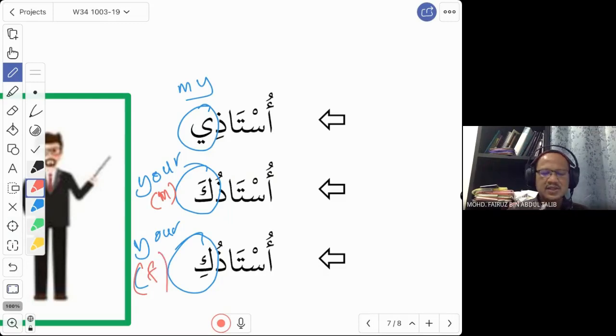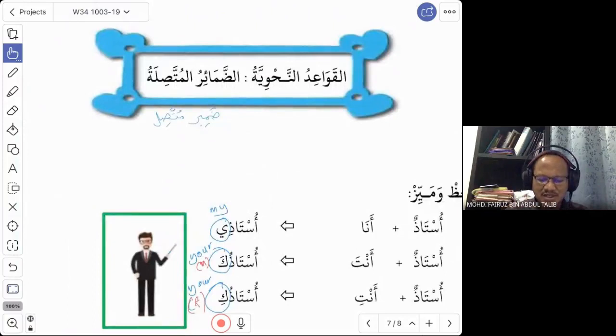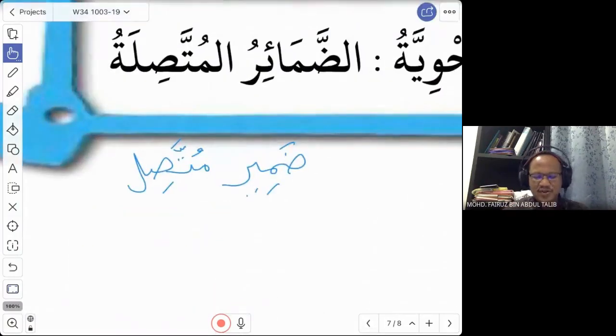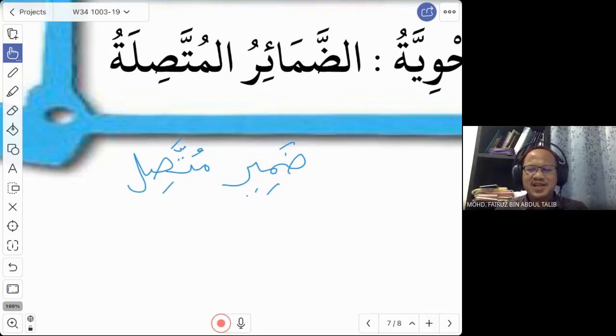So in this lesson, we just want to know that the name for this domir is called domir muttasil. That's all. So what is the meaning of this domir muttasil? I believe Khairul has mentioned just now. What is the meaning of muttasil, Khairul? What did you say just now? Unseparated. So it is not separated. It is the attached domir.